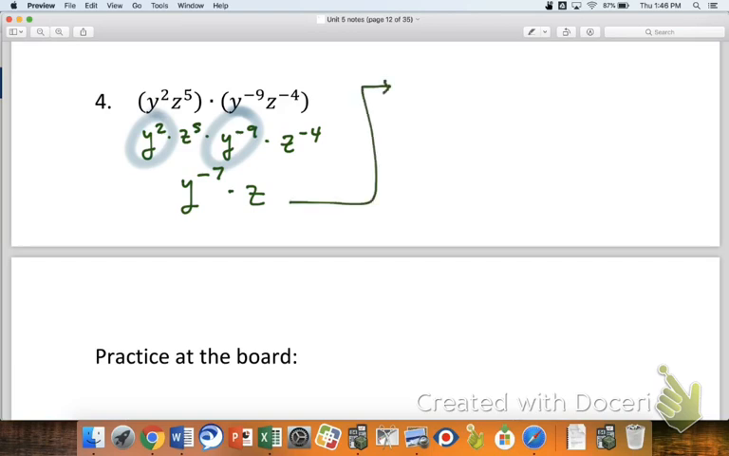And then your last step would be to recognize that although the z has a positive exponent, the y has a negative exponent, so the z stays right where it is in the numerator, and the y flips from the numerator down to the denominator, so it'd be z over y to the 7 for a final expression.